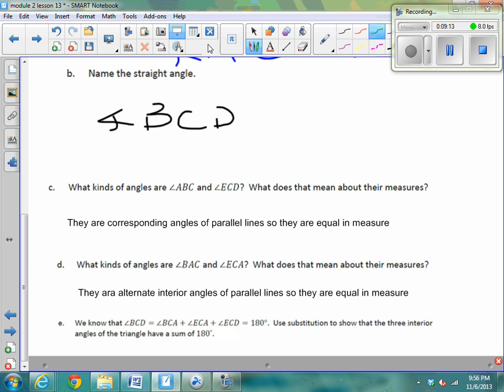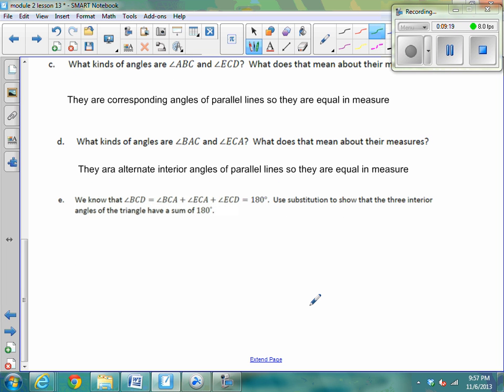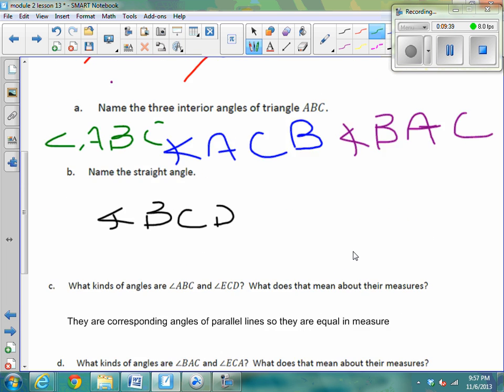And our last question is, we know that angle BCD equals angle BCA plus ECA plus angle ECD, which equals 180 degrees. So now we're going to use substitution to show that those three interior angles of the triangle have a sum of 180 degrees. So let's go back and look at those angles now.